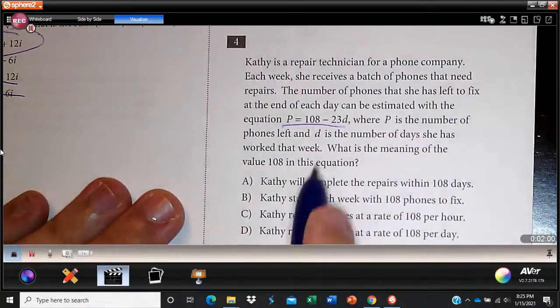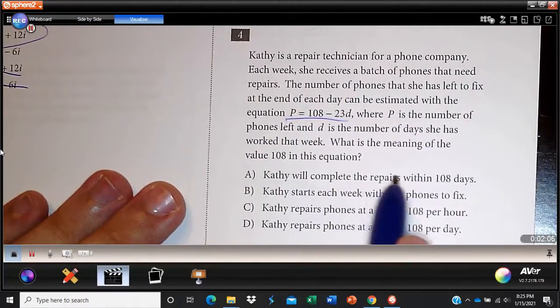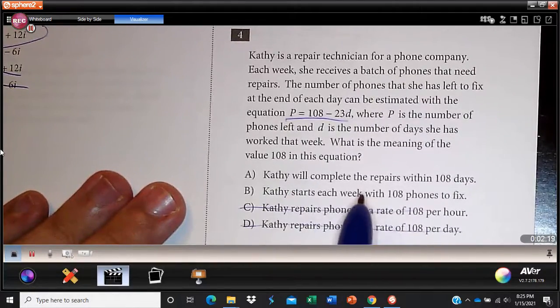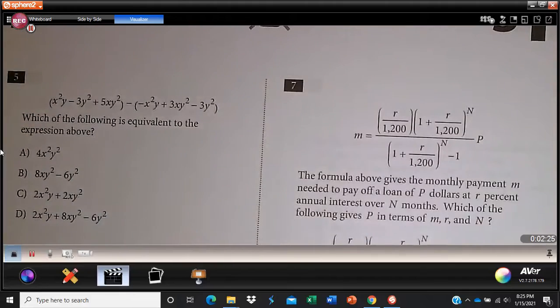Okay, that's a linear equation. What is the meaning of the value 108? That's going to be the y-intercept. Kathy will complete the repair, that doesn't sound like a y-intercept. Kathy starts each week with 108 phones to fix. There's a rate of 108. Okay, rate, that's slope. Rate is slope. Kathy starts the week with 108, so that sounds like something at 0, so that would be B.